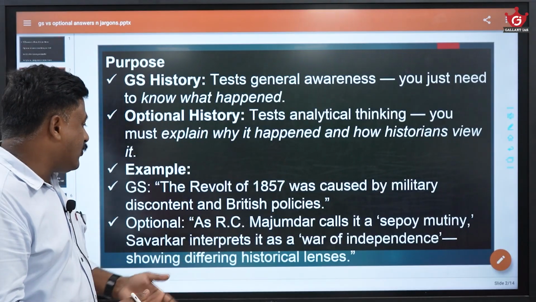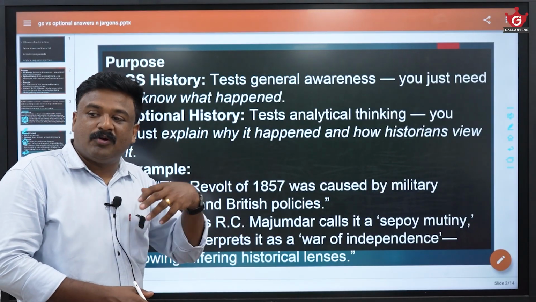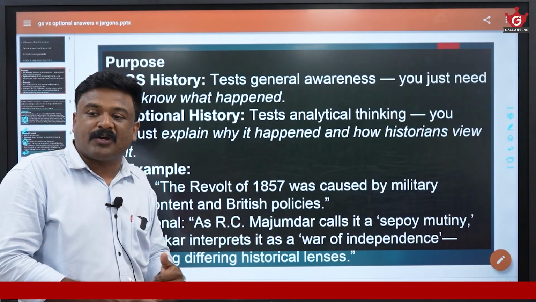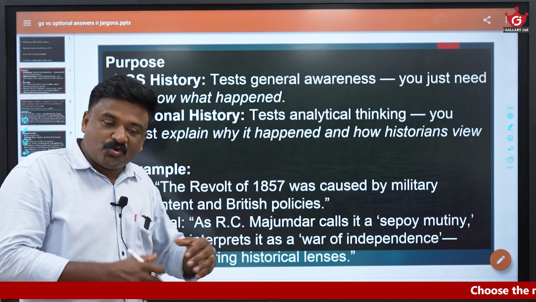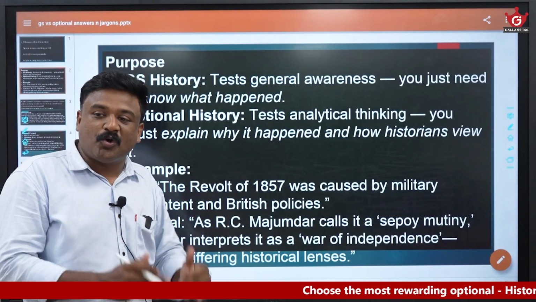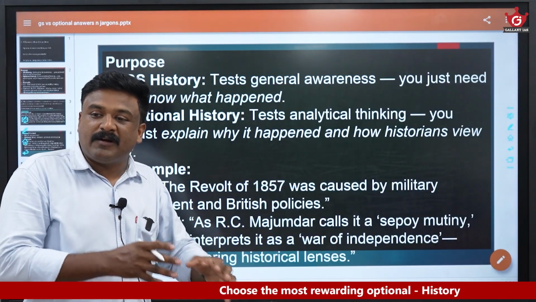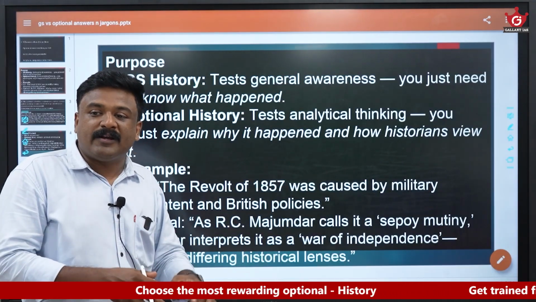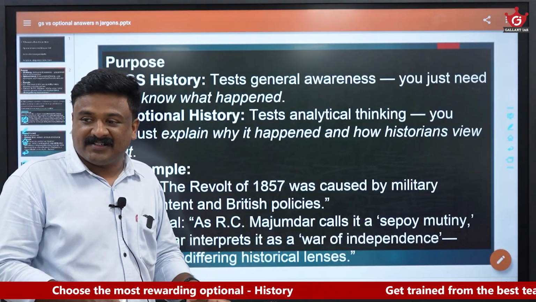Savarkar interprets it as a war of independence. Again, multiple dimensions are added to that particular Savarkar point of view. So see, this is the same thing; it is presented in different ways. Coming to optional, a deeper analysis or a deeper interpretation has to be presented.